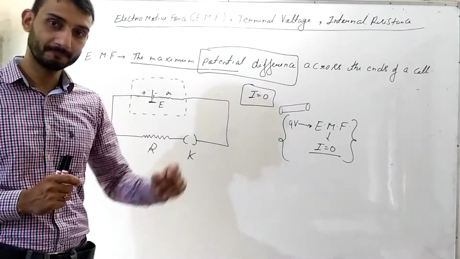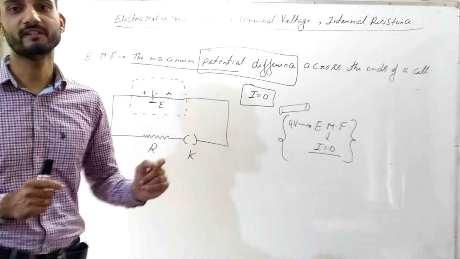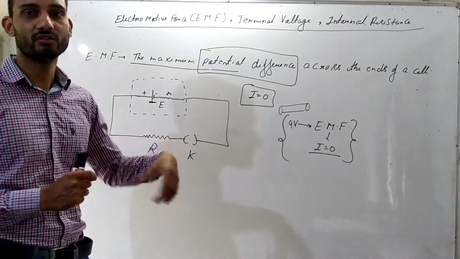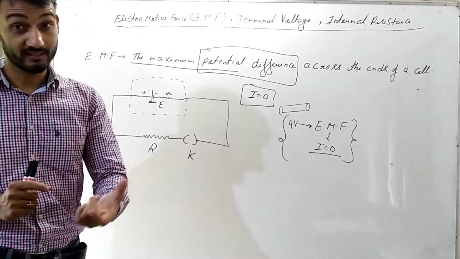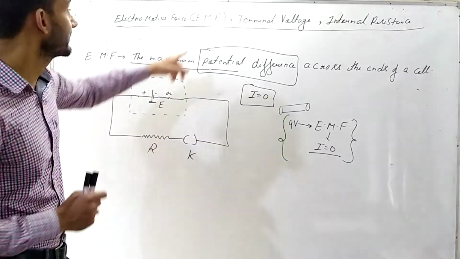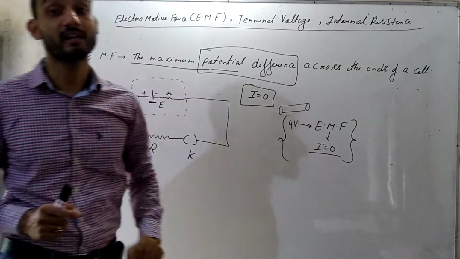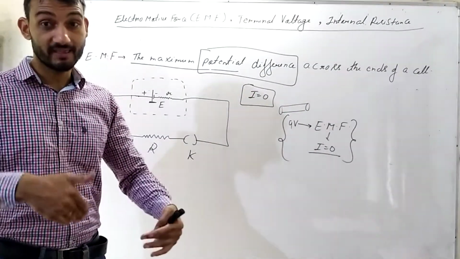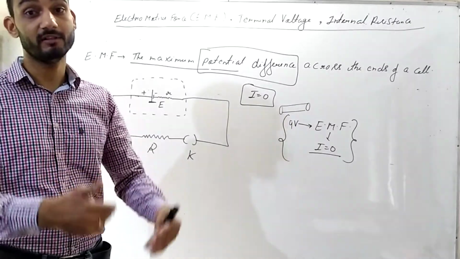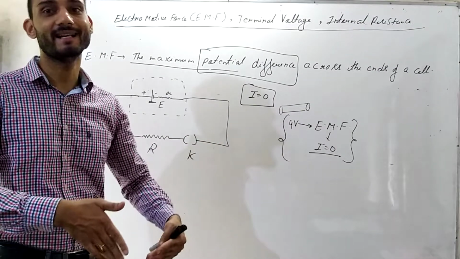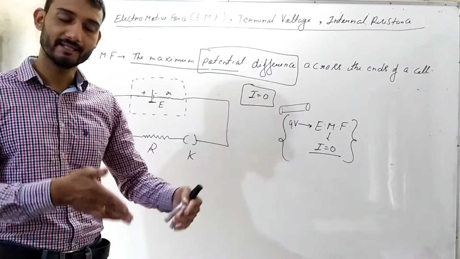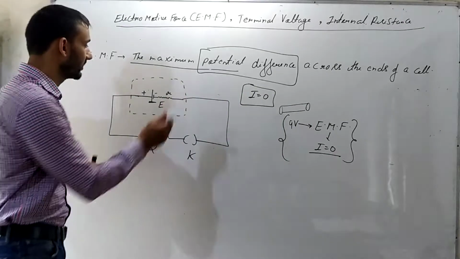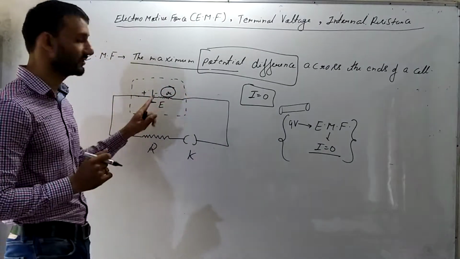When a cell provides current, the very first collision of electrons takes place inside the cell. Inside the cell there is also a resistance, and that resistance is what we call internal resistance. Internal resistance is the resistance offered by the cell itself, because when the cell provides current, electrons flow inside the cell itself, and since electrons are flowing, there will be collisions of electrons as well. This is what we call the internal resistance of the cell.